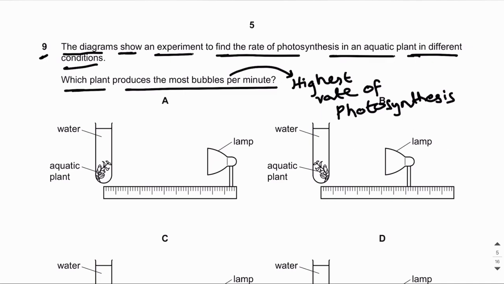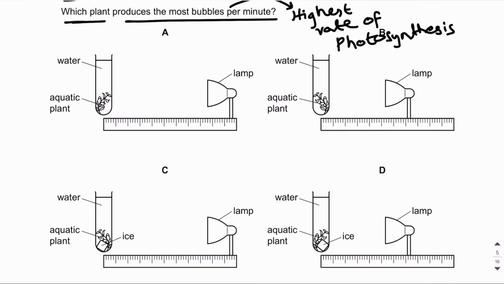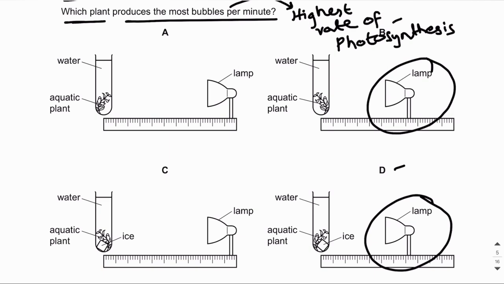So you all know that if light intensity is high, rate of photosynthesis will be high. And if temperature is high, rate of photosynthesis will be high. So over here in option A, B, C, and D, wherever the lamp is closest to the aquatic plant, the higher will be the rate of photosynthesis, right? And there will be most bubbles. So in B and in D, you can see the lamp, which is close to the plant. So answers cannot be A and C.